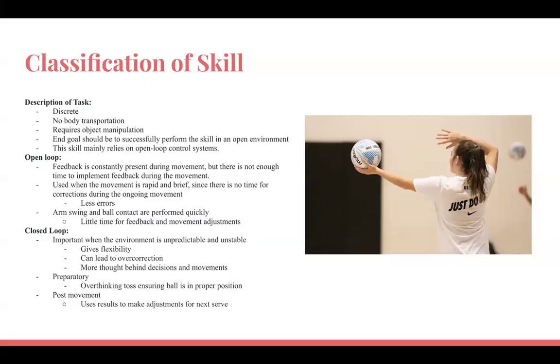Finally, although the skill itself is a closed skill, since the learner decides the timing and the movement is self-paced, the end goal is that the learner performs the serve in an open environment, such as a volleyball match. In games, factors like crowd noise, score, and opposing team formations create unpredictability that the player must adapt to. Together, these classifications help us understand how the serve is structured and what constraints affect the learner.